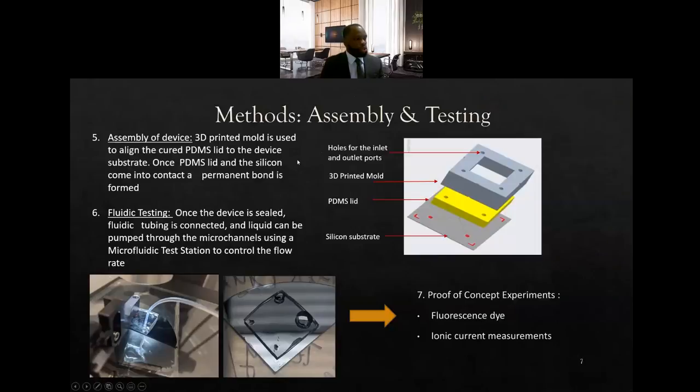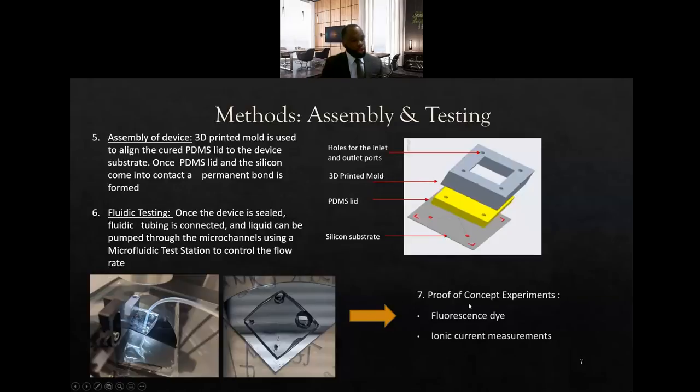So, once we have that design down pat, we then go ahead and assemble the device, which is comprised of a few parts, as you can see here. One key thing to highlight is the 3D printed mold, which allows us to properly align the PDMS lid, which is what we use to enclose the device with the silicon chip, as once the PDMS and the silicon come in contact, because of surface activation, an immediate bond is formed, so alignment is of key.